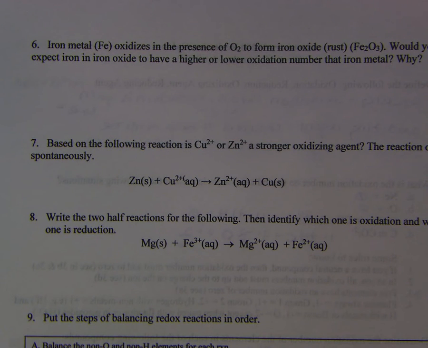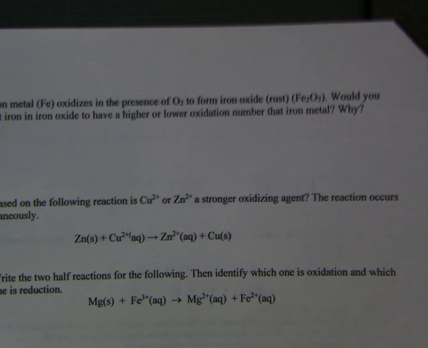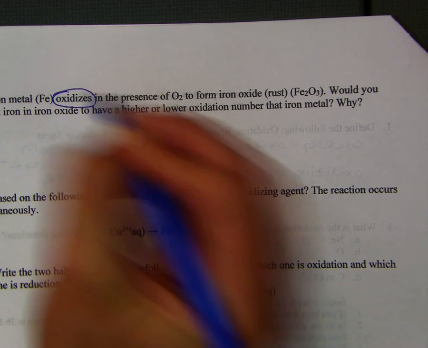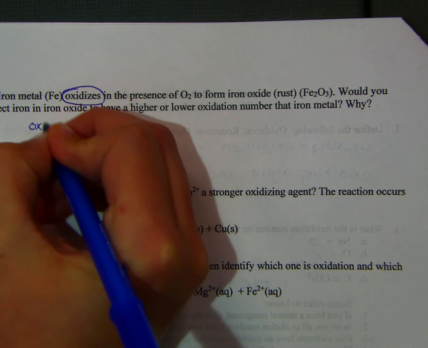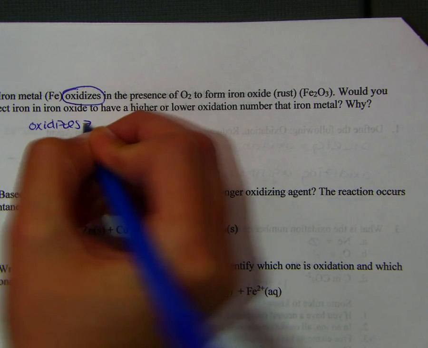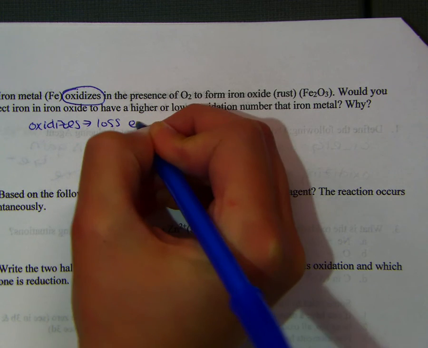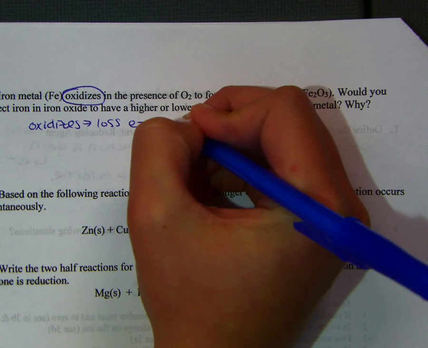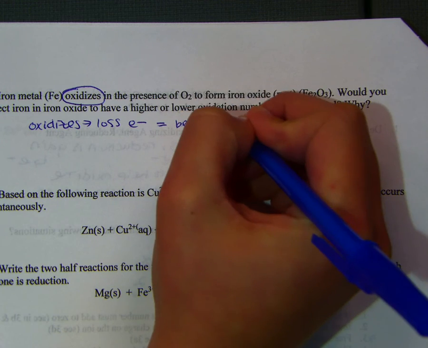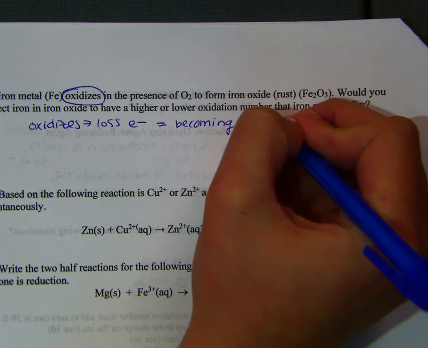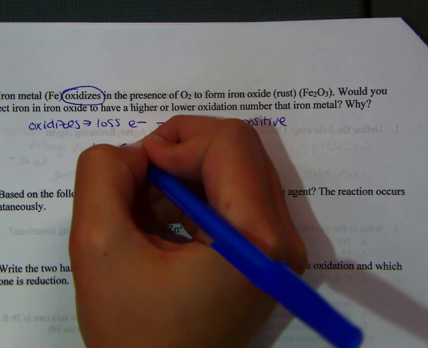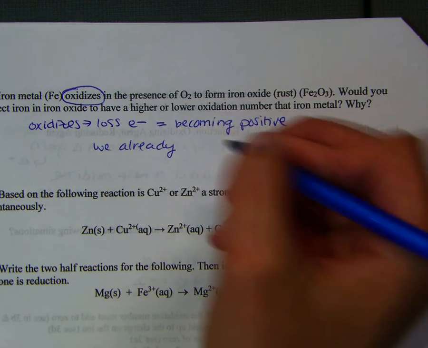6. I have an iron metal. It's being oxidized in the presence of O2. It's asking, would you expect the iron oxide to have a higher or lower oxidation number? We don't even have to really work out this problem, because whenever we see oxidizes, you and I know oxidizes is the loss of electrons. And if we lose electrons, that means that we're becoming more positive. So, if we're becoming more positive, it means we already expect that the oxidation number will become higher.